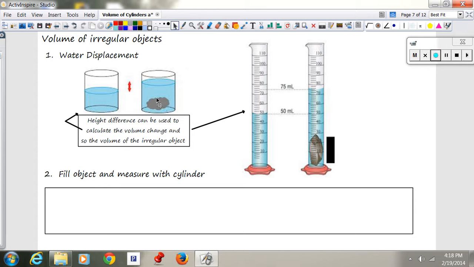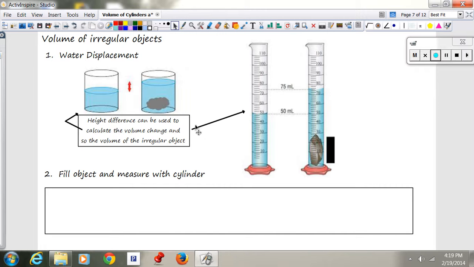Let's say you wanted to find out the volume of a rock. You have a cylinder, and you measure the volume of the cylinder, or how much water is in there, so you find the area of the base times the height, and then you drop the rock in. The water goes up, so you measure the difference between those two, and that's going to be the volume of the irregular object. So the same thing here: if it was at 50 milliliters, and you dropped in a rock and it went up to 75 milliliters, then your volume is 25 milliliters for that object.